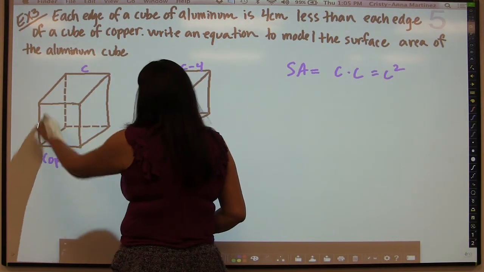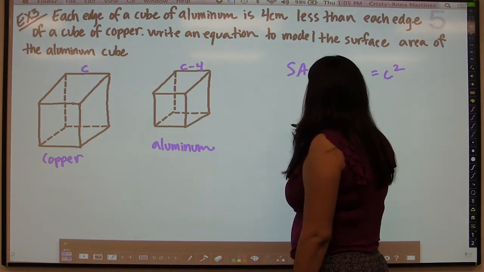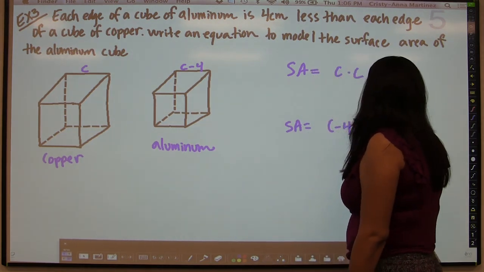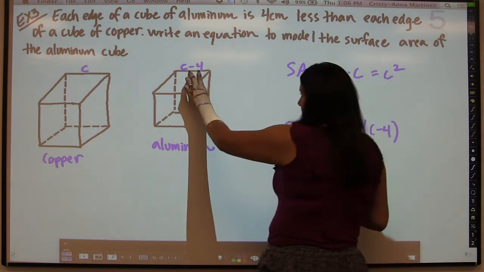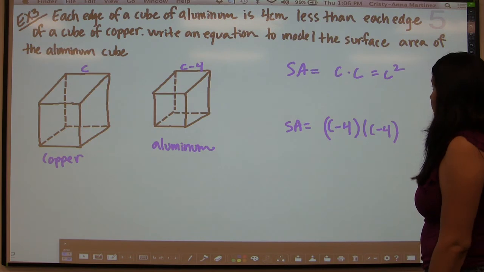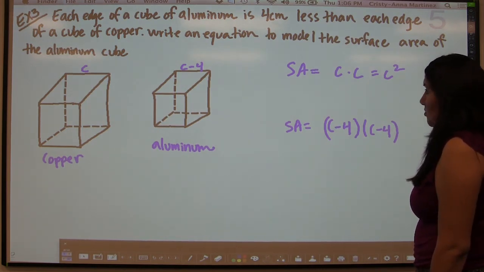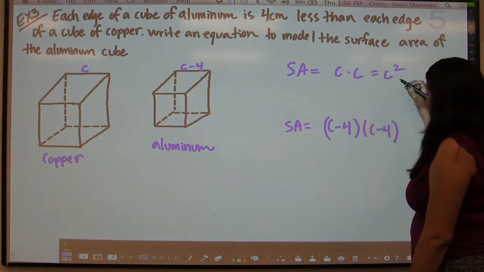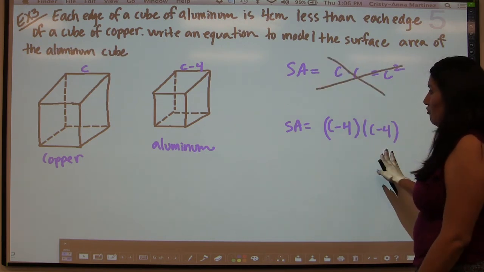So it's going to be C times C. But in the case of aluminum, you're going to get a surface area that is C minus 4 times C minus 4, because the edge of aluminum is C minus 4, and again, they're all the same. So C minus 4 times C minus 4. And they actually want us to find the surface area of the aluminum cube, as it says in the directions. So they're not interested in the copper cube, even though we know that that's C squared. What we want to find is the one for aluminum.